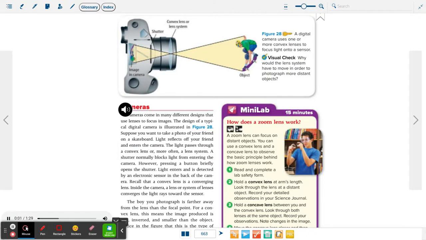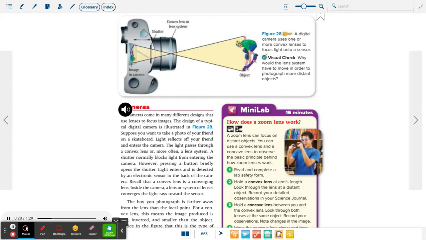Cameras. Cameras come in many different designs that use lenses to focus images. The design of a typical digital camera is illustrated in Figure 28. Suppose you want to take a photo of your friend on a skateboard. Light reflects off your friend and enters the camera.